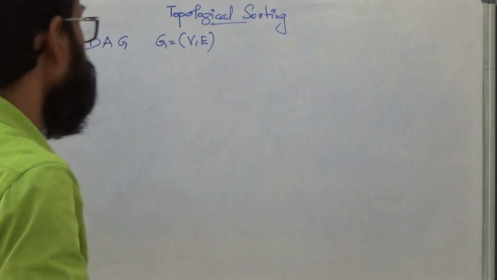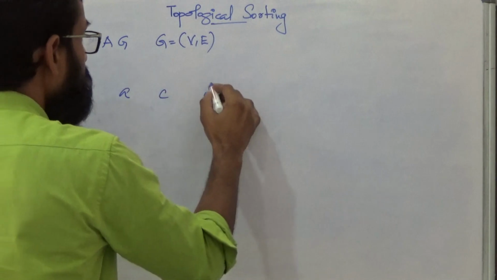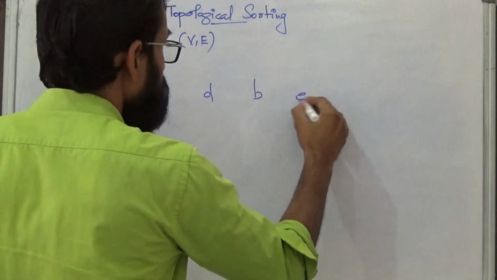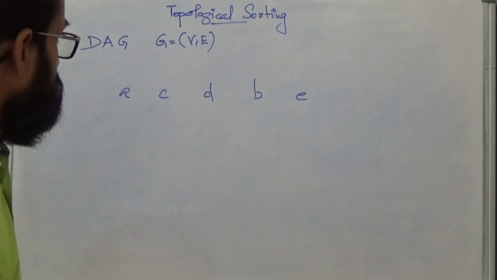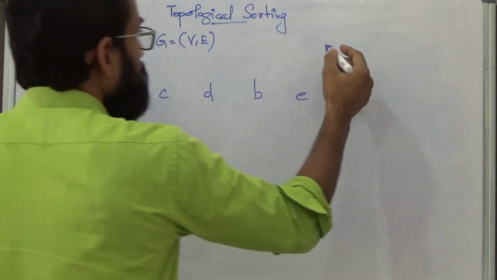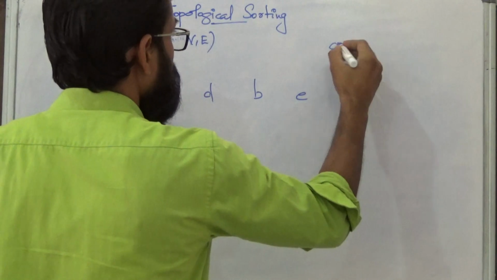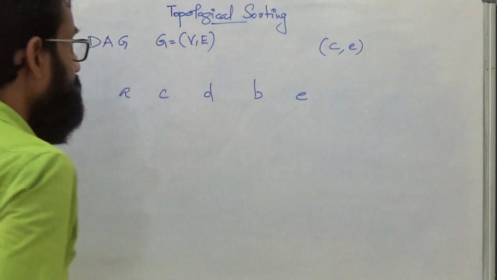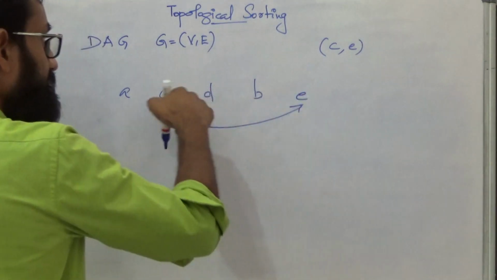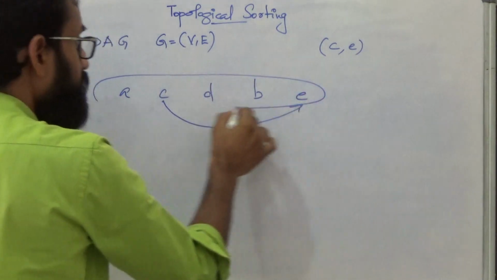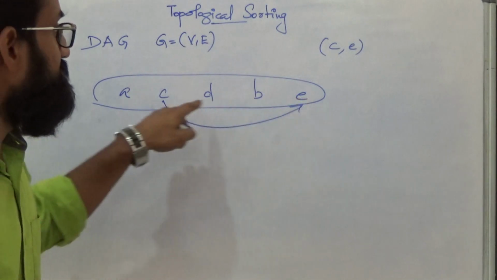Let the vertices be ordered like this: A, C, D, B, E. It is a linear ordering of vertices such that if the graph has an edge C to E, then C must precede E in this sequence. Let this be the topological sorted sequence. So C must precede E in this sequence.